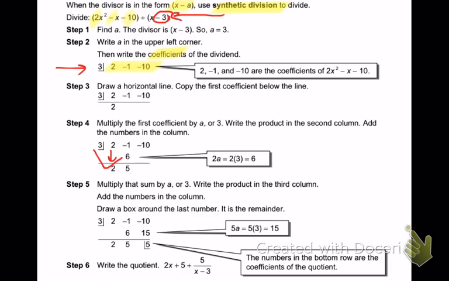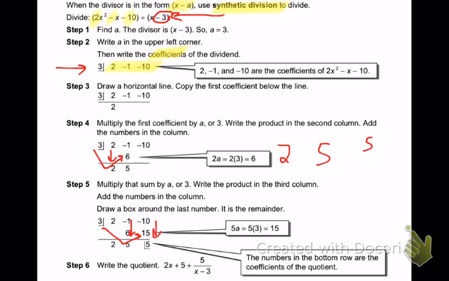And then I multiply, get my next one. What's 3 times 2? 6. And then I'm going to add down. What's negative 1 plus 6? Take 3 times 5 and I get 15. Add down. What's negative 10 plus 5? First, negative 10 plus 15? 5.